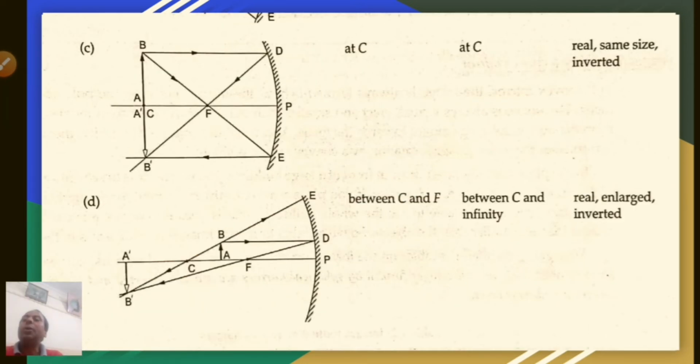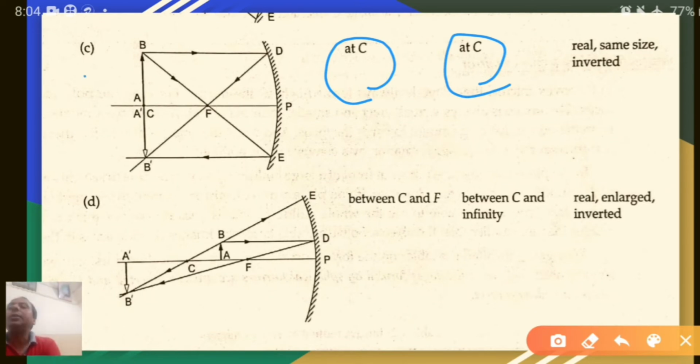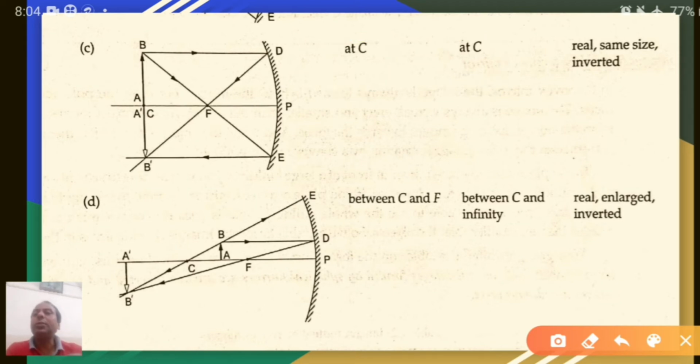Now look at the third position, that is when the object is at C. When the object is at C, what will be the image? The image will also be formed at C. AB is the object and A dash B dash is the image. So in this case, when the object is at C, the image will also be formed at C, real, inverted and of same size.